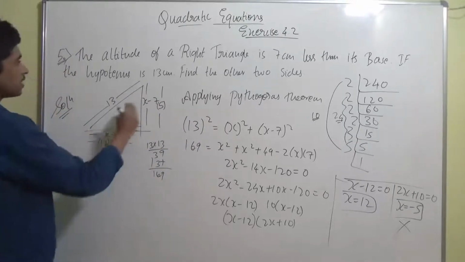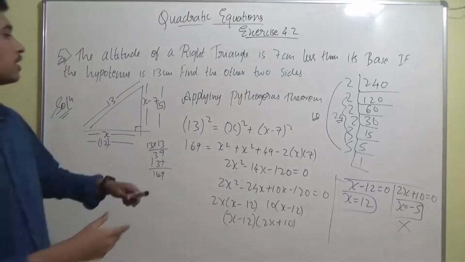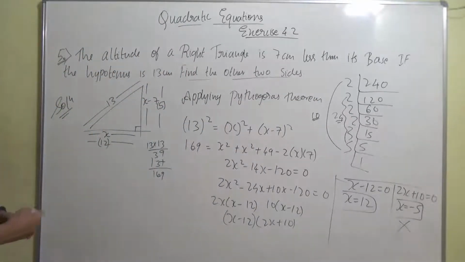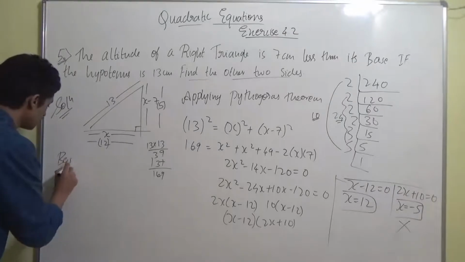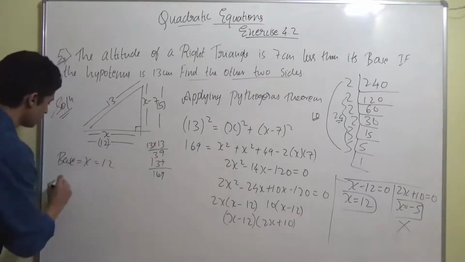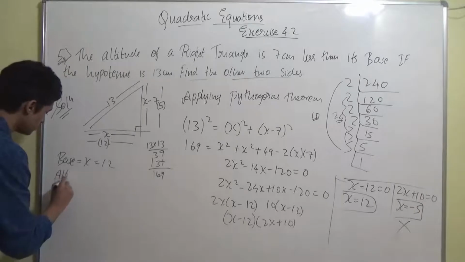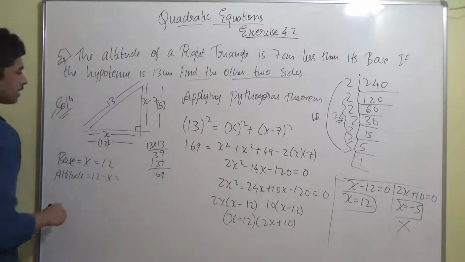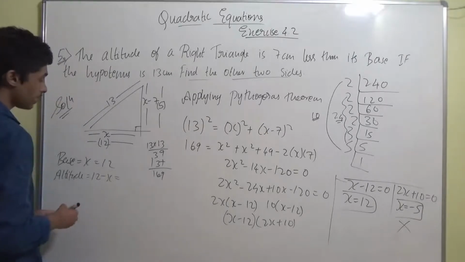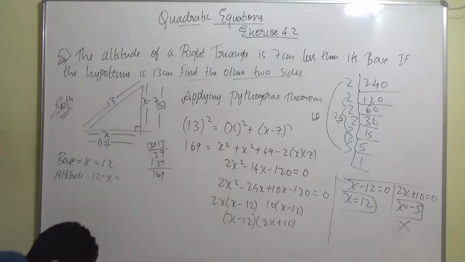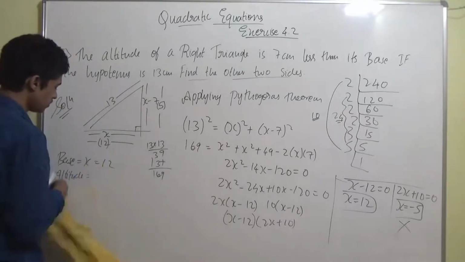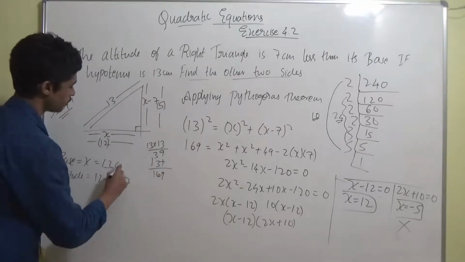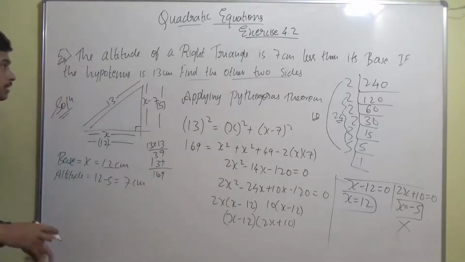Finally we found the base and the height, the other two sides, which they asked us to find. That's it guys, as simple as that. You can write base equal to x equal to 12, altitude equal to 12 minus x, equal to 12 minus (x minus 5), it's x minus 5, which is nothing but 12 minus 5, which is equal to 7. 12 centimeters and 7 centimeters, as simple as that guys.